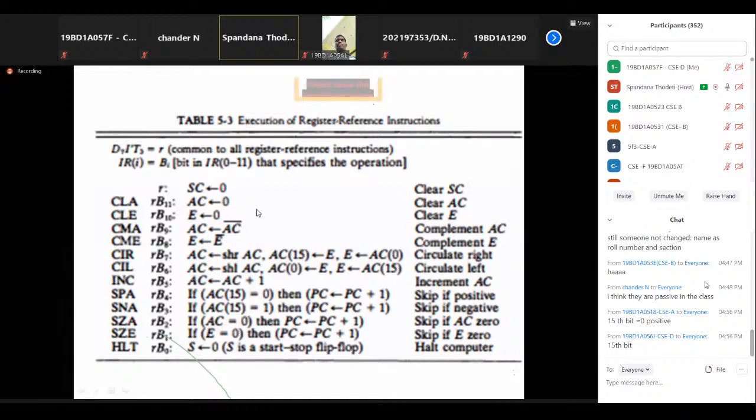Okay? So these are the different register reference instructions and their corresponding register transfer languages. Any doubts? Did everyone understand?